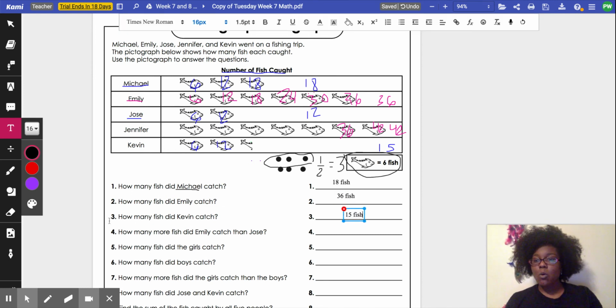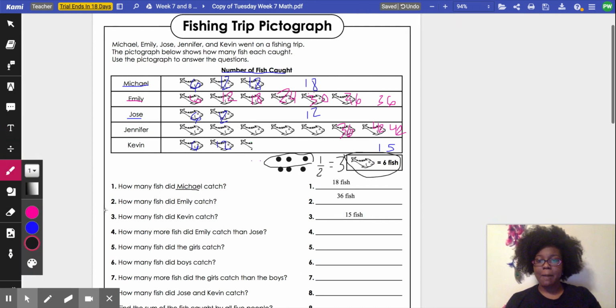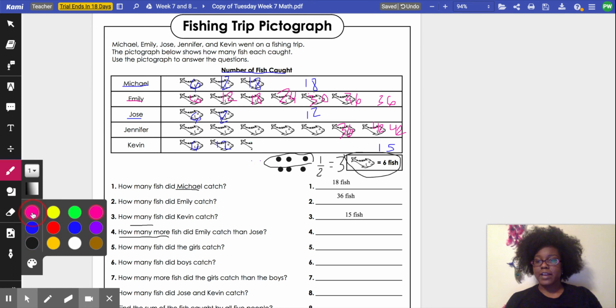How many more? Oh, you should have told me to stop, Miss Walker. Underline how many more and put a subtraction sign. How many more means to subtract. Okay. How many more fish did Emily, oh, I got to use pink for Emily. Emily caught 36, then Jose.